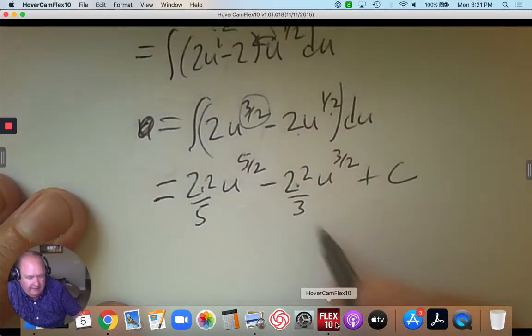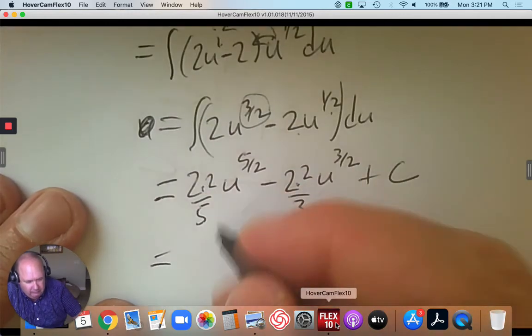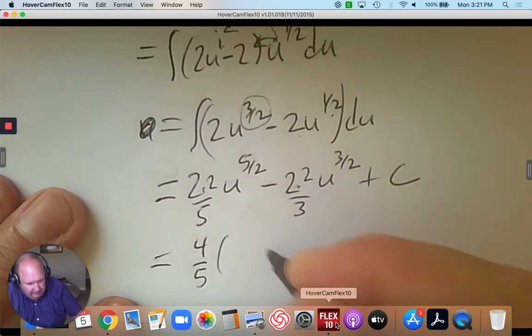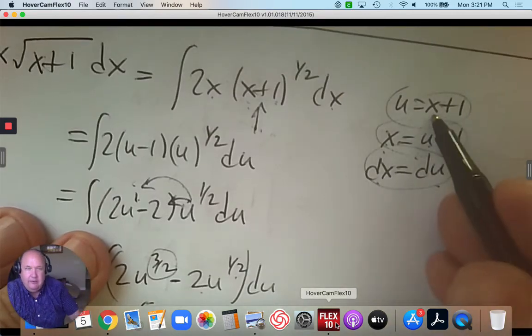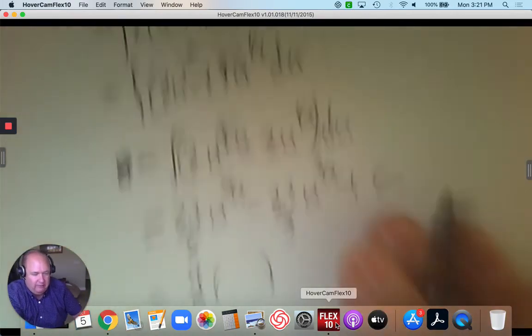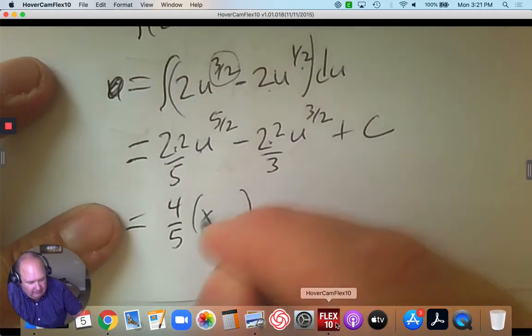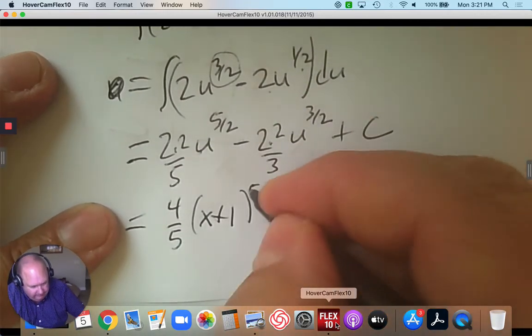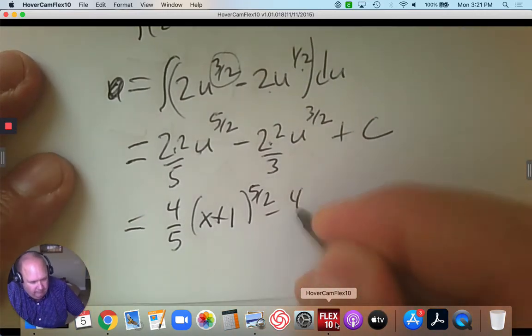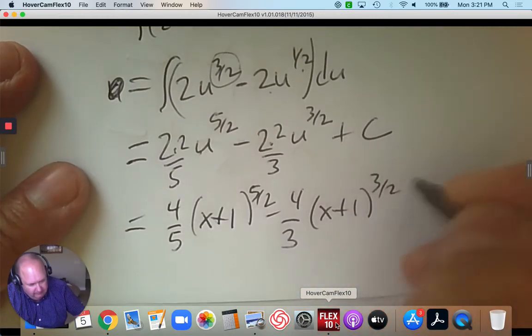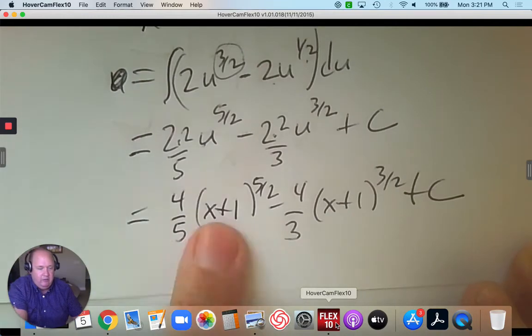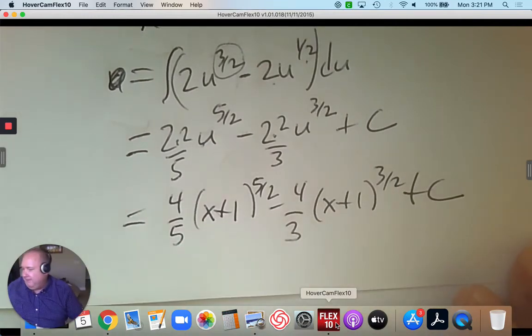So you've done the antiderivative. 2 times 2 is 4 over 5. Now you plug in what u equals at the end to get your answer. So u is x plus 1. So take out the u and put in x plus 1. And using U substitution, you've done the antiderivative there. So that just takes a little bit of practice.